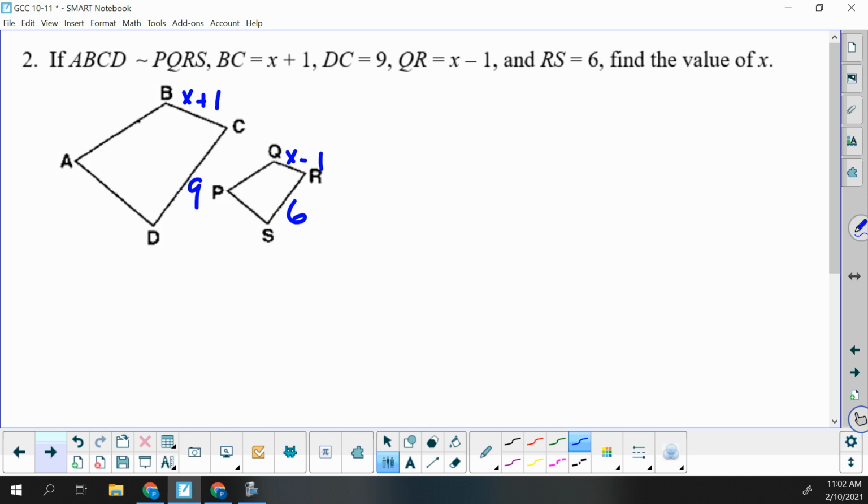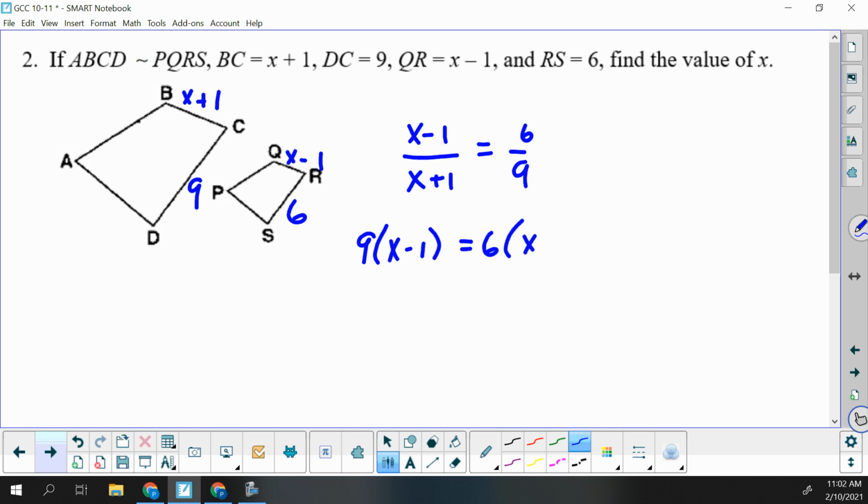Quadrilaterals, when they're similar, same idea. The corresponding angles are congruent. The corresponding sides are proportional. So let's take QR, x minus 1, and set it over what it matches up with, the x plus 1. And then we would have 6 over 9. When we cross multiply, we have to be careful because that 9 and that 6 will have to apply to both the parts. So we'll have to distribute through.